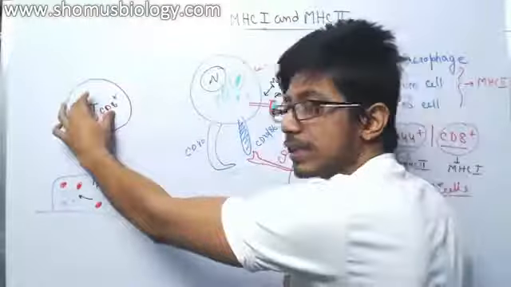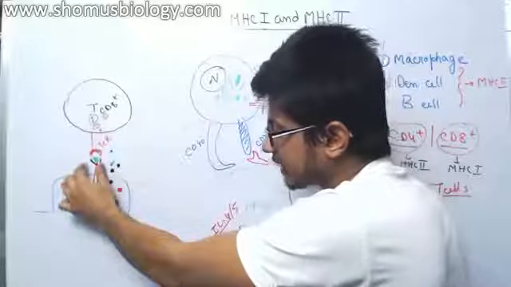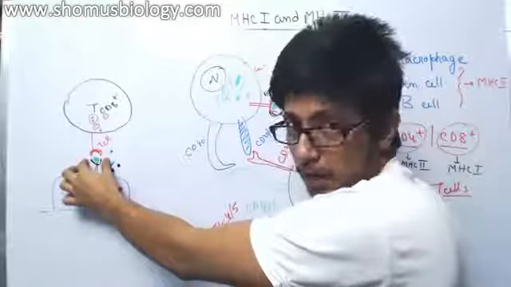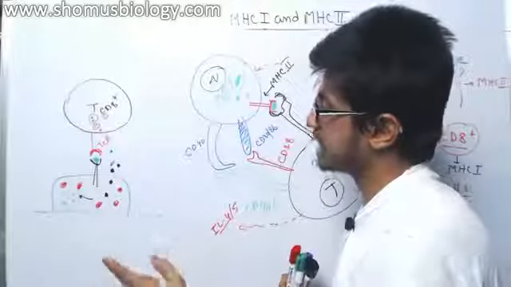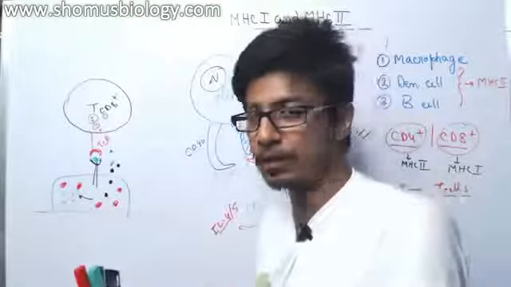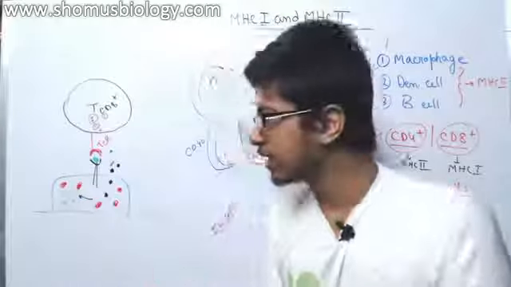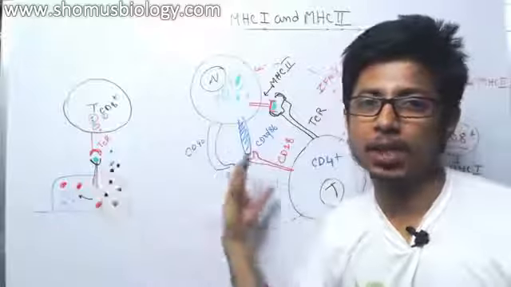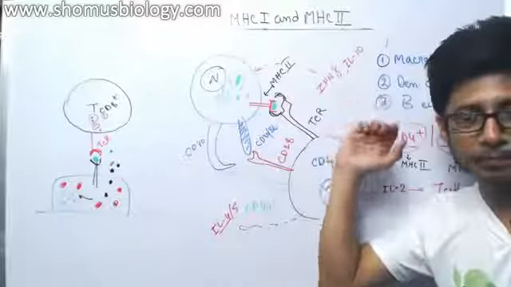So the cytotoxic killer cell will come and interact with the help of the T cell receptor with MHC1 loaded with the pathogenic portion. It starts secreting chemical factors known as perforins and granzymes that are going to ultimately kill the target body cell. These are the jobs of both MHC1 and MHC2.